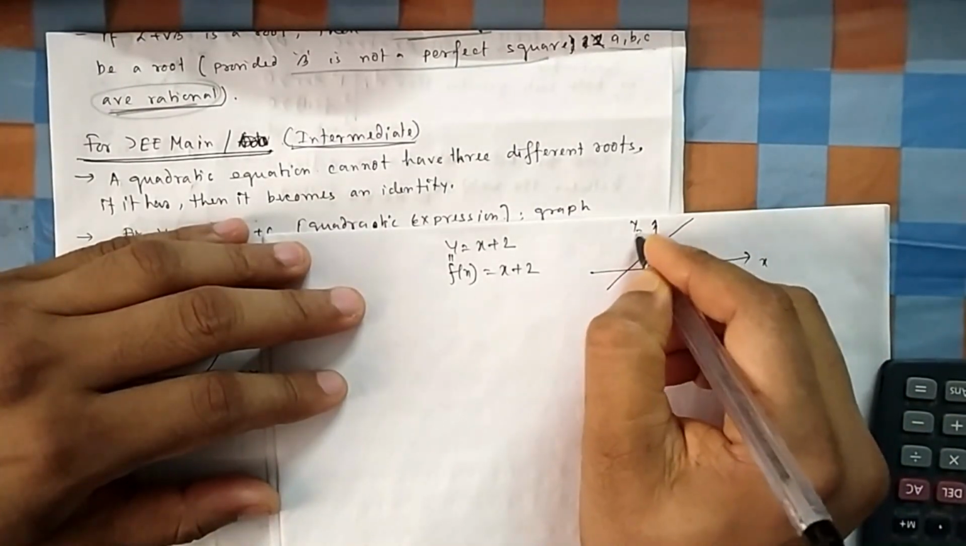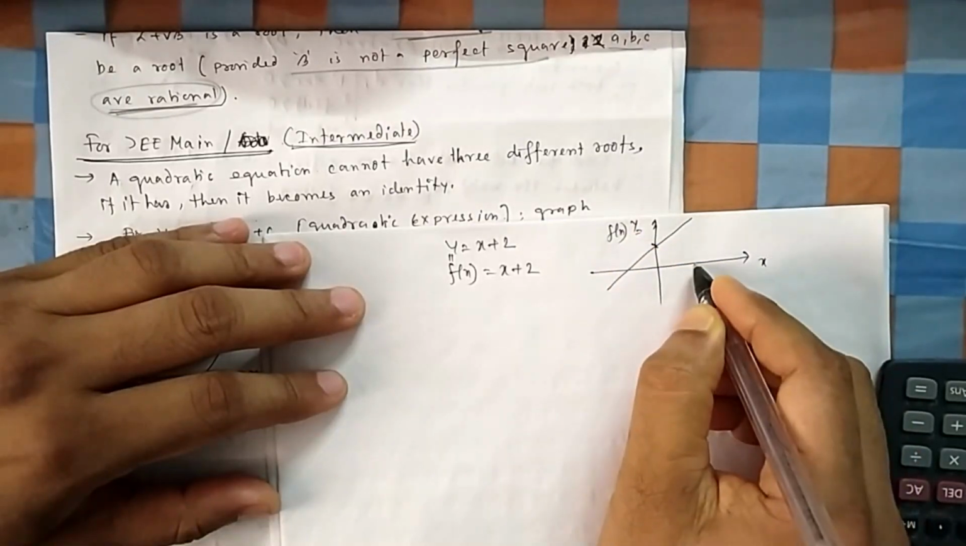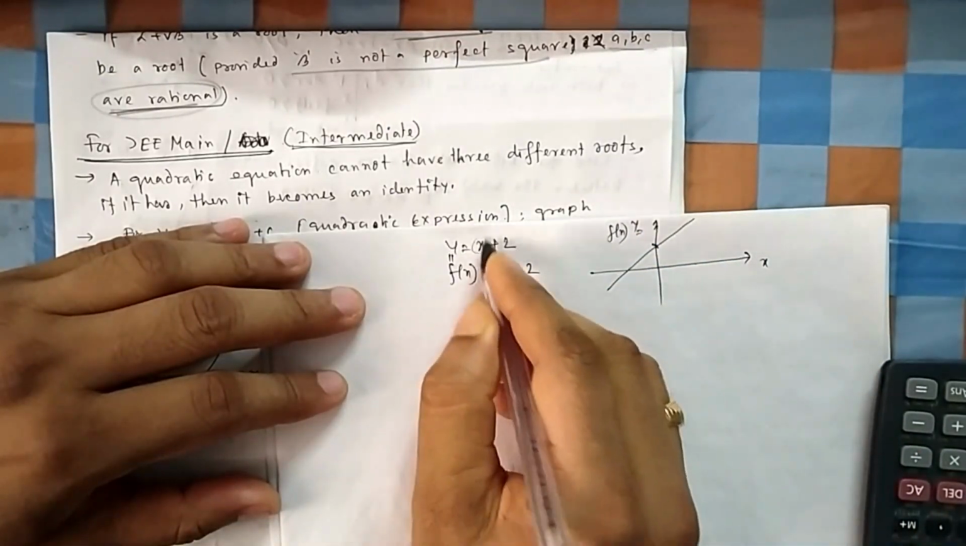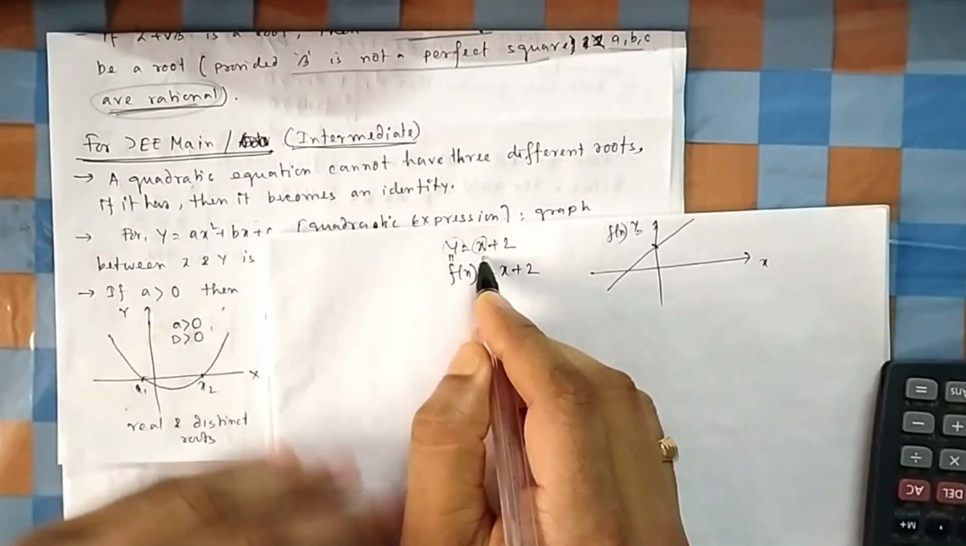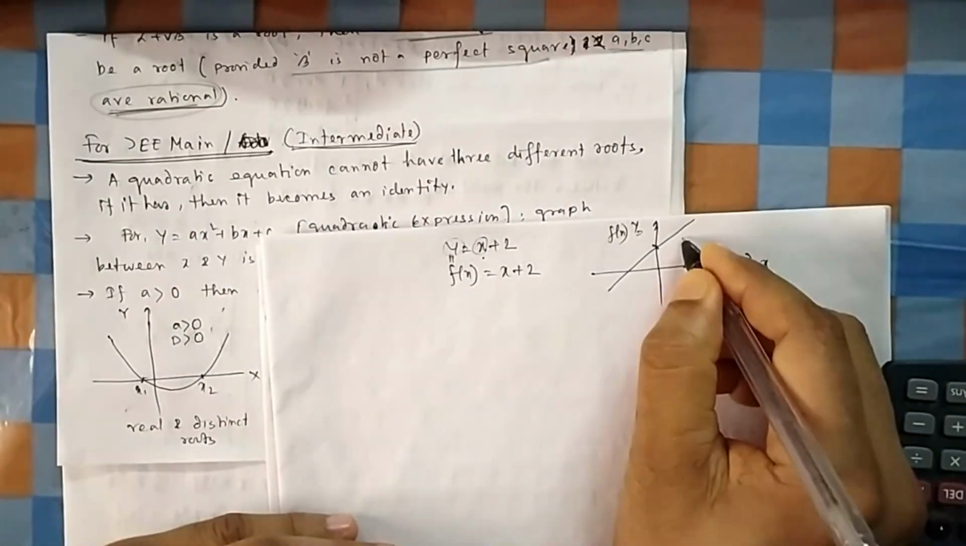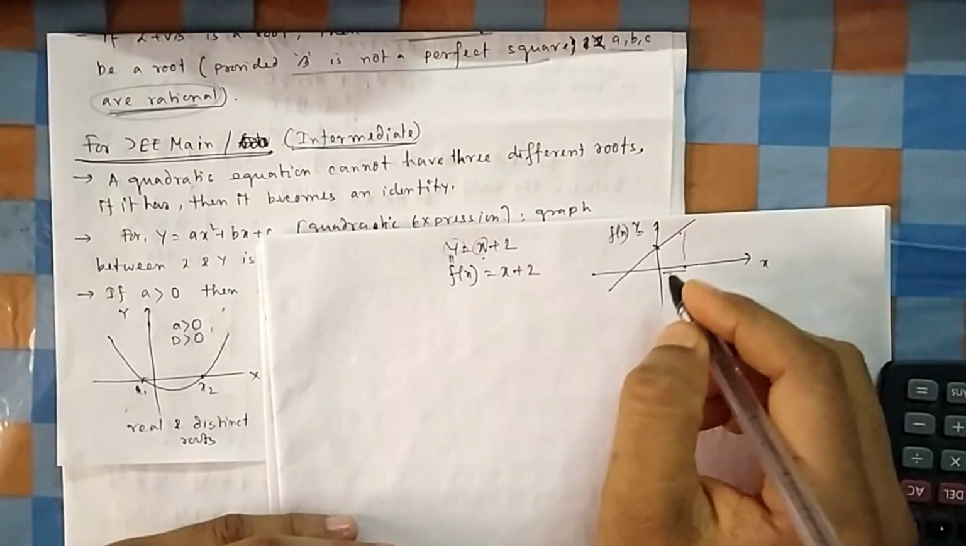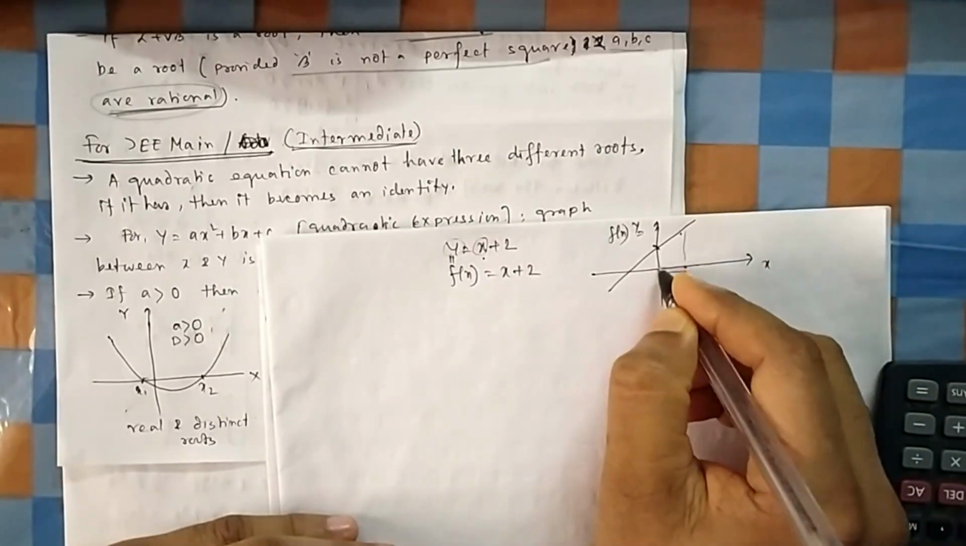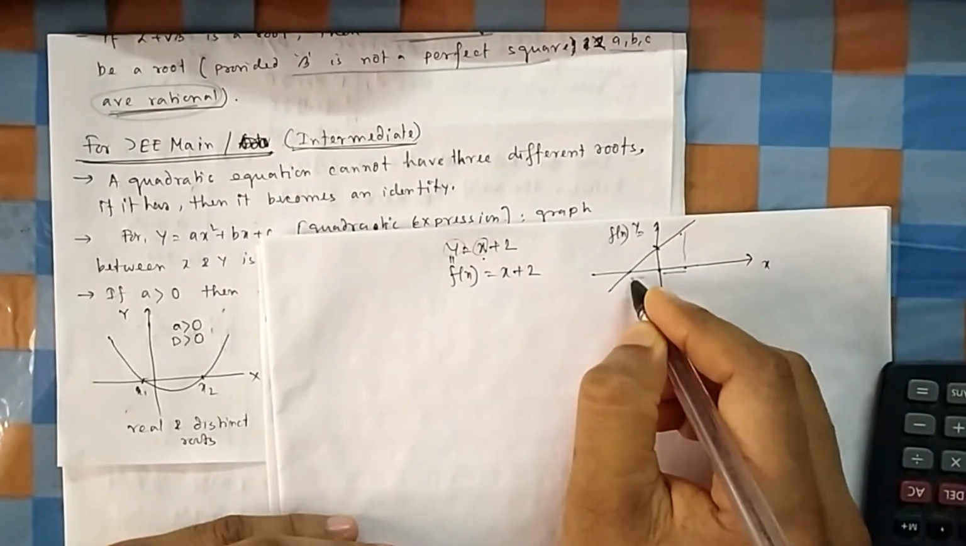This is your y, or you can say f(x). You put the value of x and you will get the corresponding output. This is your input and this is your output. If you put x equal to 2, then your output is 4. If you put x equal to 0, your output is 2. If you put x equal to minus 2, your output is 0.